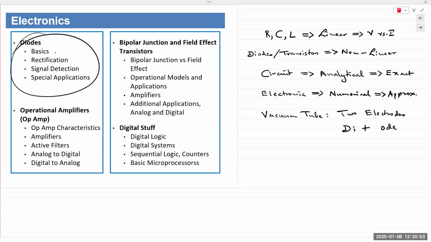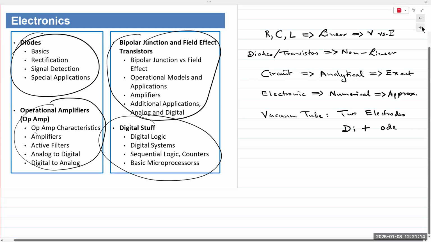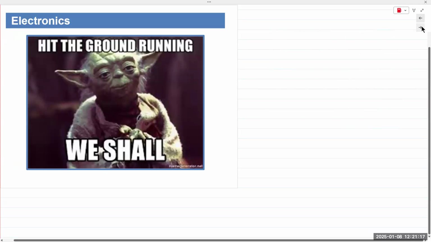Okay. And then, of course, we go into BJTs, bipolar junction transistors, field effect transistors, and then operational amplifiers, which are built on transistors, and then digital logic systems. Okay. So hit the ground running we shall.